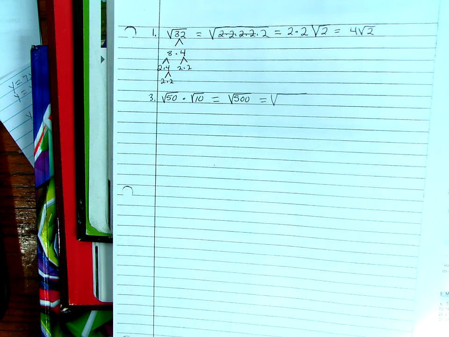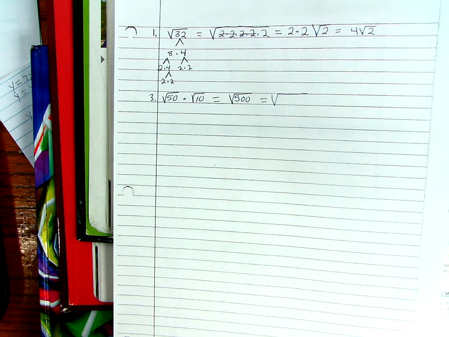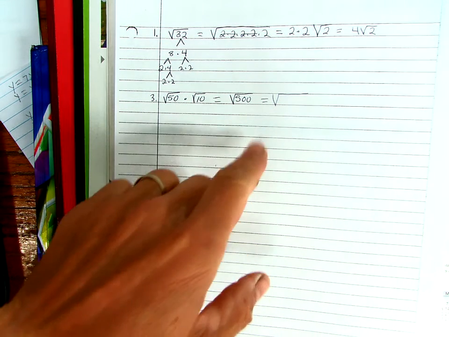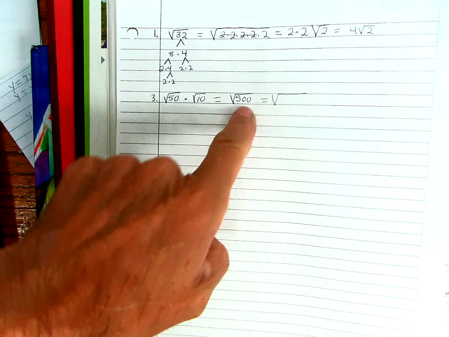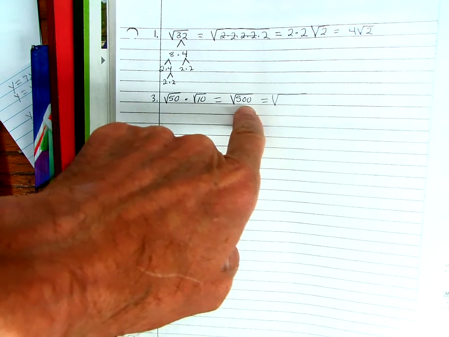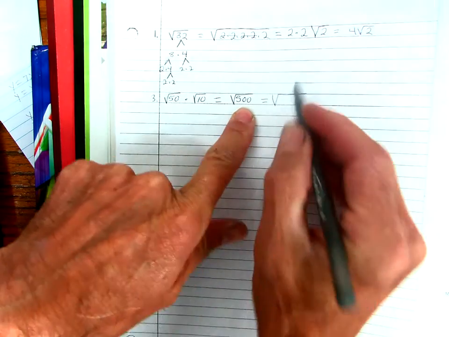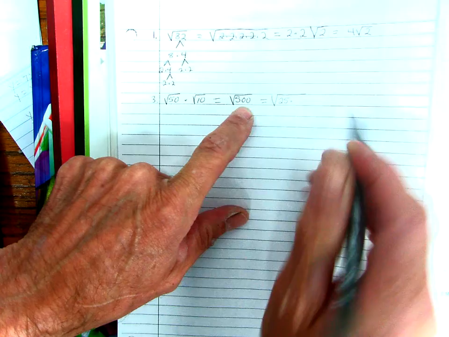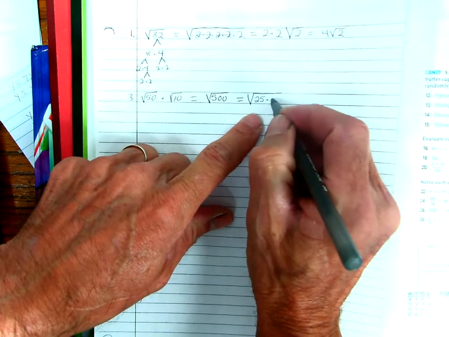Perfect squares are 4, that's 2 times 2, 9, 16, 25, 36, 49. Can you think of any perfect squares that divide evenly into 500? 25. So 500 is 25 times 20.